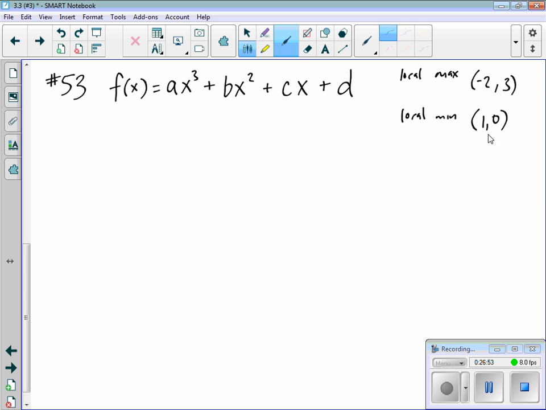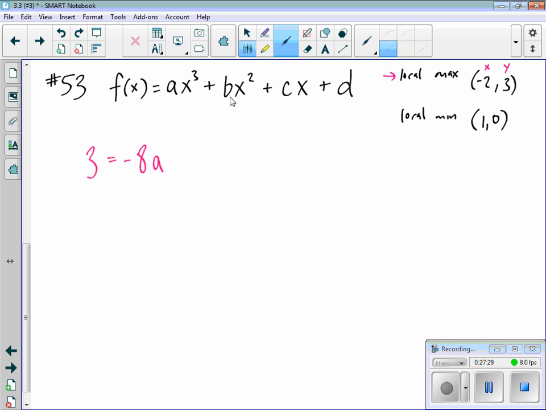Aren't the max and min points going to actually land on the graph? Okay, so if they land on the graph, you should be able to plug them in. So let's plug this one in to the function. We're going to plug this in for x and plug this in for y, or f of x. So it's going to turn into a 3 equals. What's this going to turn into? What's -2 cubed? So -8. So -8a.